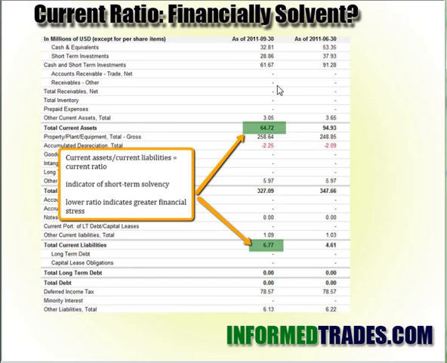The next thing we can see is what's known as the current ratio. Current ratio is basically the current assets divided by the current liabilities. These are both present on the balance sheet. The term current is basically liquid. So what assets can be converted to cash very quickly, and what liabilities are going to be due soon.